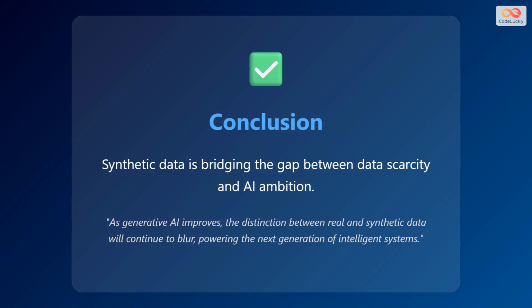In conclusion, synthetic data is effectively bridging the gap between data scarcity and our AI ambitions. As generative technologies improve, the line between real and synthetic will blur, powering the next generation of intelligent, privacy-preserving systems.